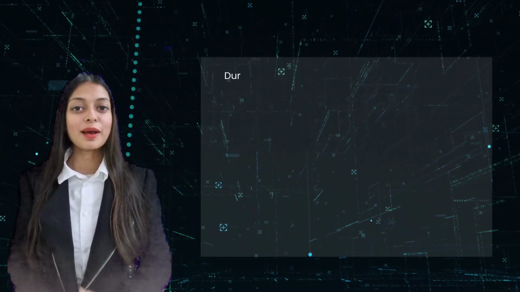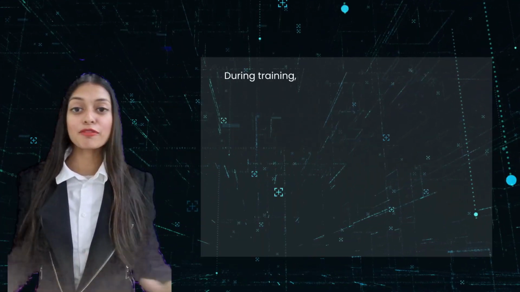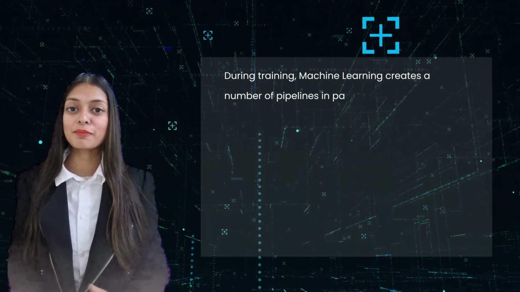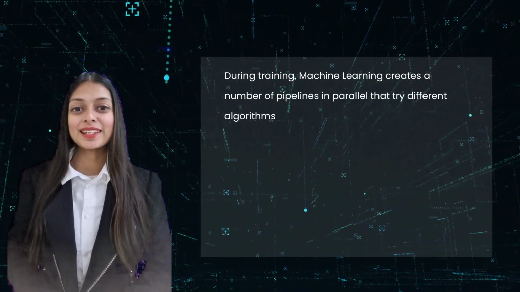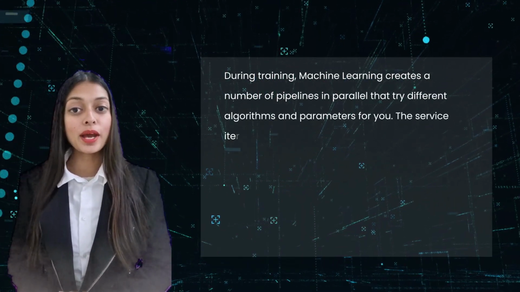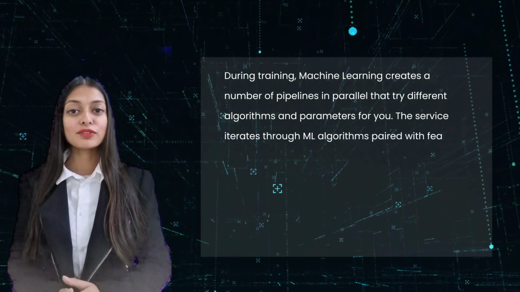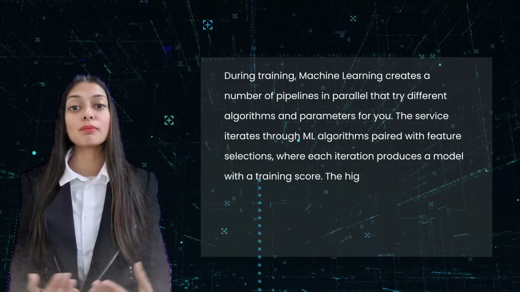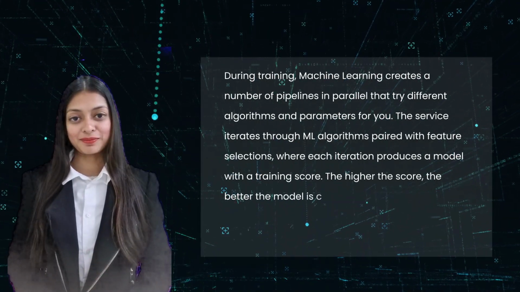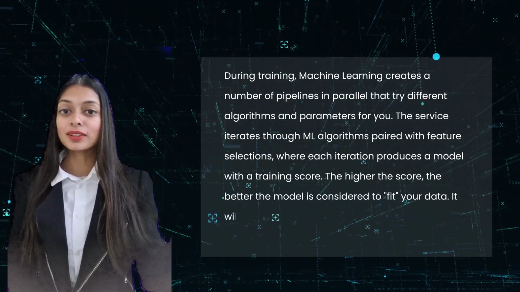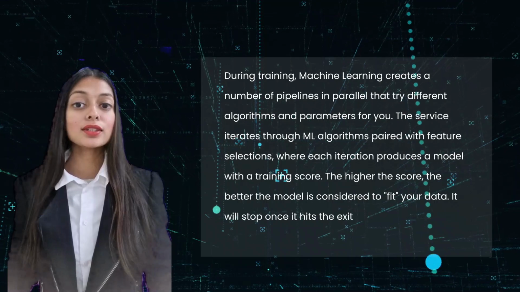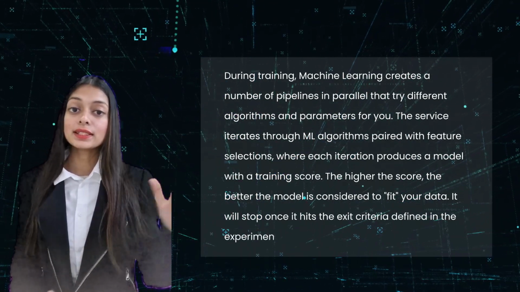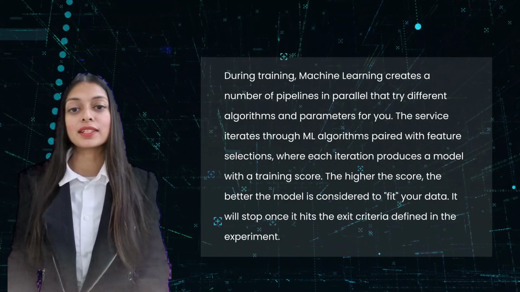During training, machine learning creates a number of pipelines in parallel that try different algorithms and parameters for you. The service iterates through ML algorithm paired with feature selection, where each iteration produces a model with a training score. The higher the score, the better the model is considered to fit your data. It will stop once it hits the exit criteria defined in the experiment.